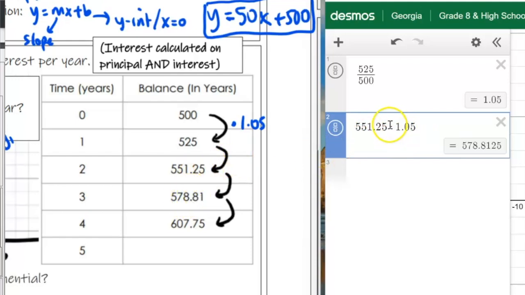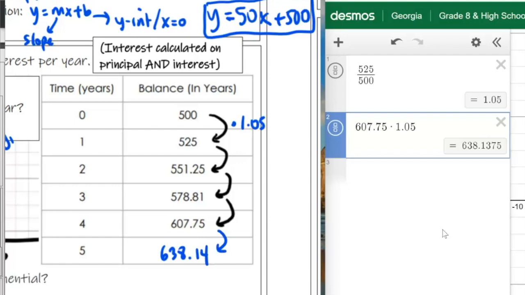I do. If I take that next number, which is 578.81, multiply by 1.05, do I get this next number? I do. And since I want the fifth one, I'm going to go ahead and just do that while I'm here. So this is going to be 607.75, times 1.05. So this one is going to be 638, and since it's money, I'm going to put it in cents, which is going to be 14.